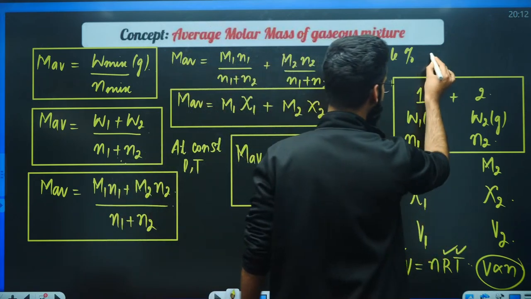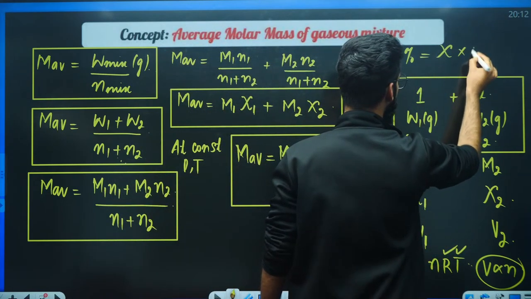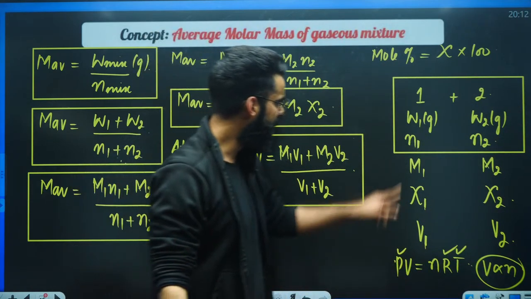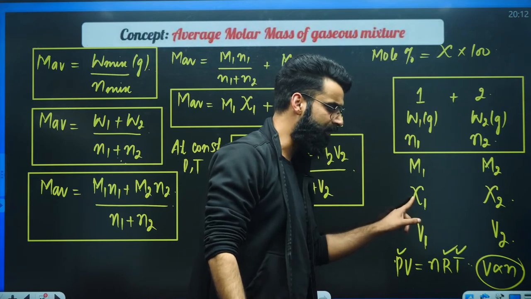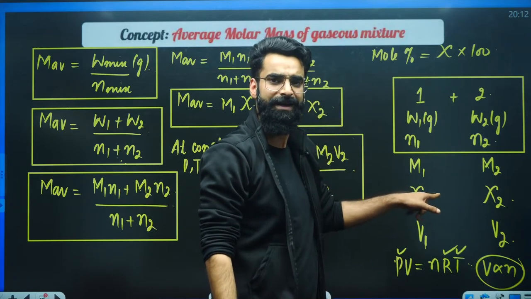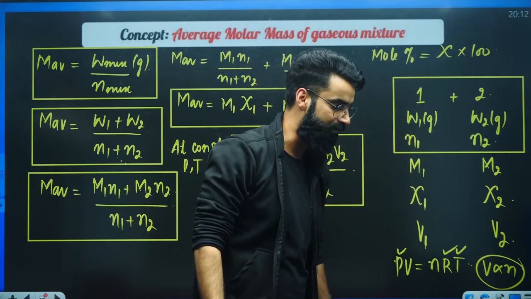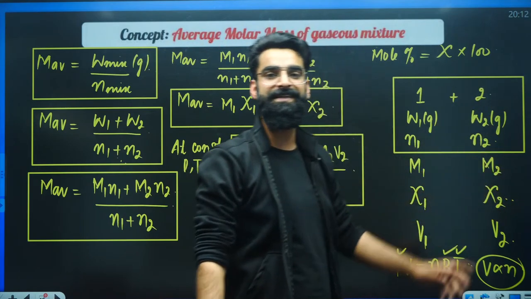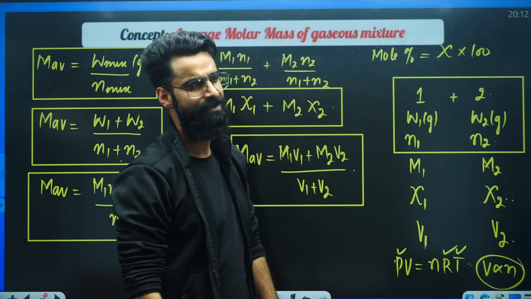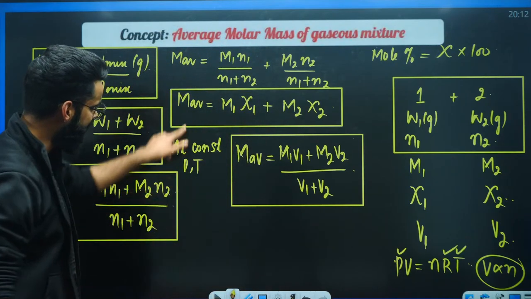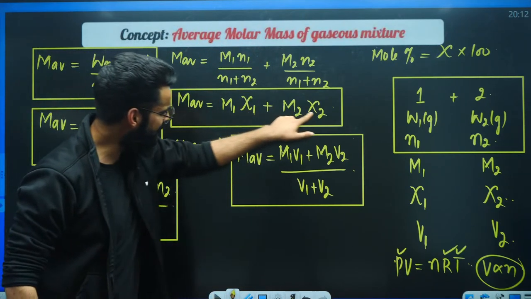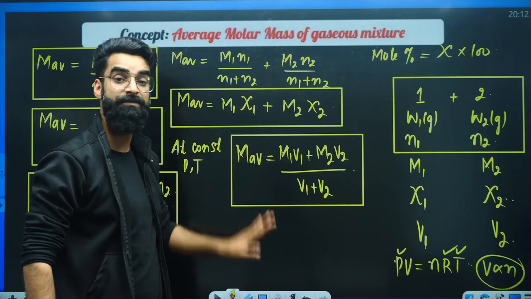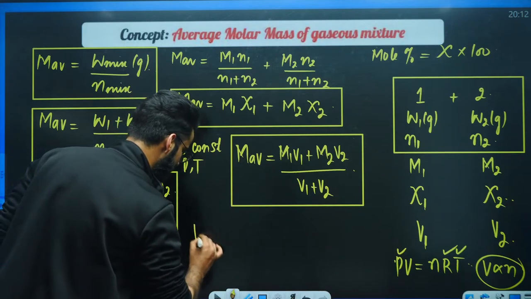Mole percentage is nothing but mole fraction multiplied by 100. Mole fraction of gas 1 is chi 1. If I multiply chi 1 with 100, I'll get the mole percentage of gas 1. If I multiply chi 2 with 100, I'll get the mole percentage of gas 2, nothing else. So look at this expression. This expression is in terms of mole fraction. Can I convert the same expression in terms of mole percentage? Yes, you can do that.